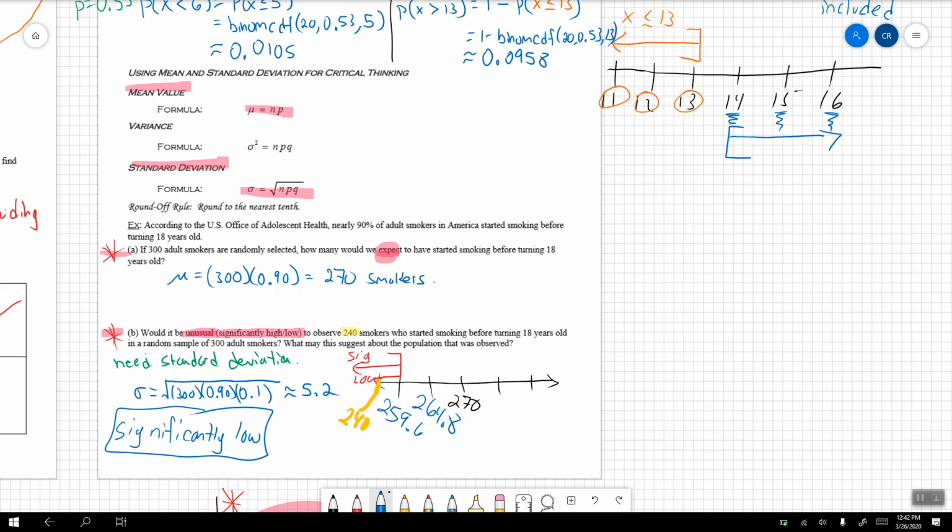What does this suggest about the population that was observed? Depending on the sample size, or maybe the state or the population that was observed, they could have higher incomes, or certain communities are more prone to smoking. There are too many variables to really justify this here. So at this point in time, all we want to say is that the observation is significantly low with the data that is given.